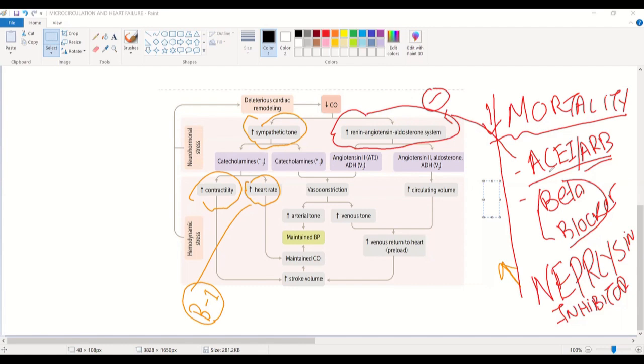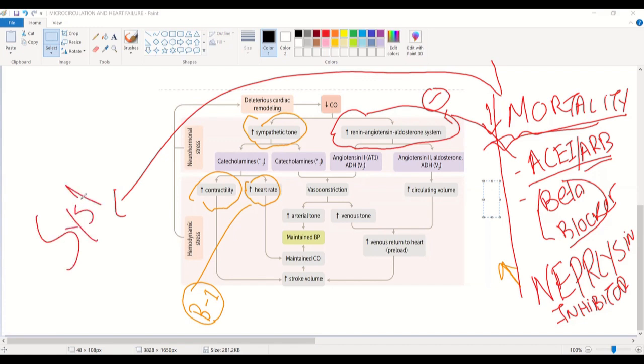Okay. What about the loop diuretic? Does it have any role in decreasing mortality? No. Okay, so it is only for symptomatic relief. Okay, this decreases mortality in which heart failure? Systolic or diastolic?